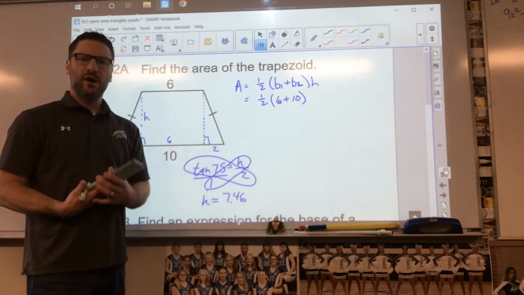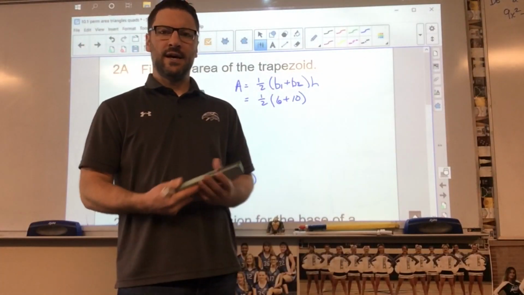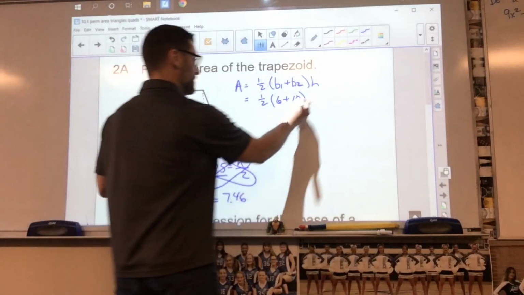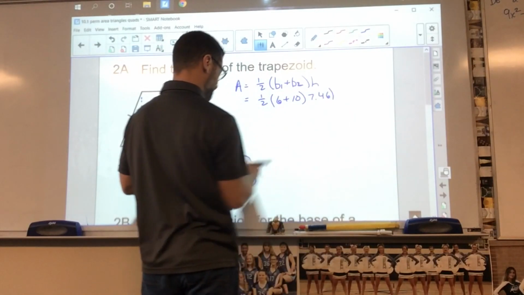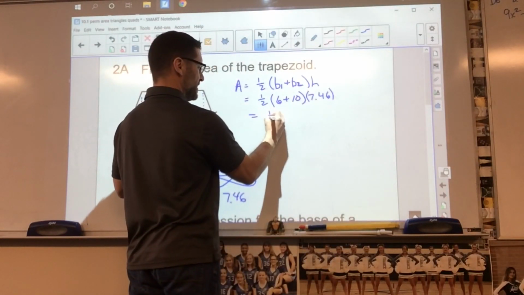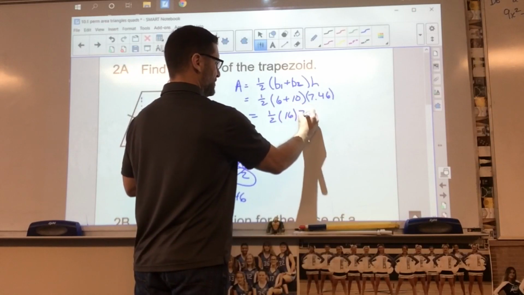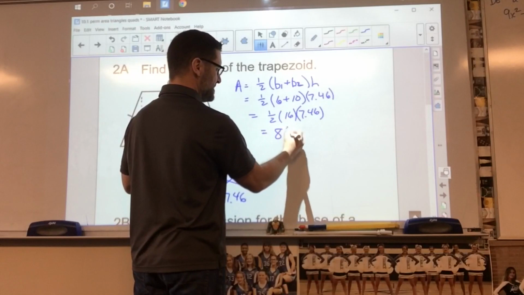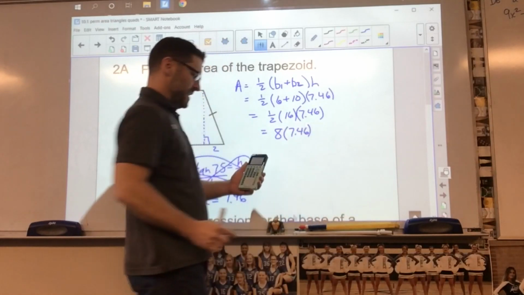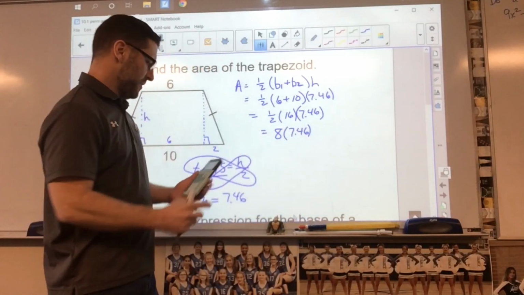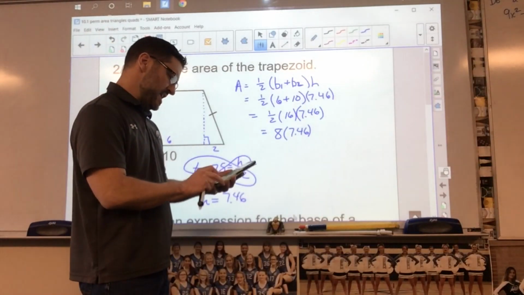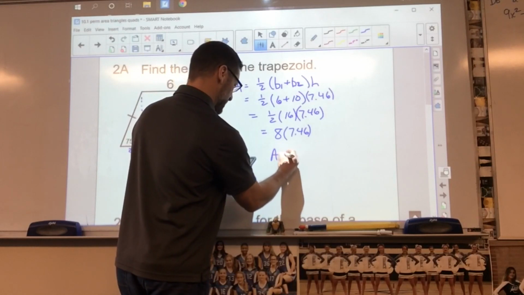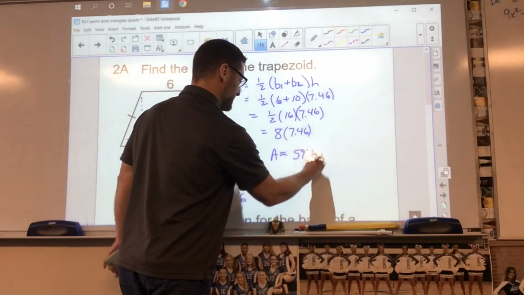So in many of these geometry problems, if you're not given a piece that you need, maybe you create a triangle, maybe you do SOHCAHTOA or something like that to figure out what it is. So this is 7.46. That's my height. So I take 1/2 of 16 times 7.46. I can put the half and the 16 together and get 8 times 7.46. And I've just left the 7.46 up on my calculator. I haven't done anything. So I'm going to multiply that right now by 8. And I'm going to get the answer. The area of this figure is approximately 59.7.